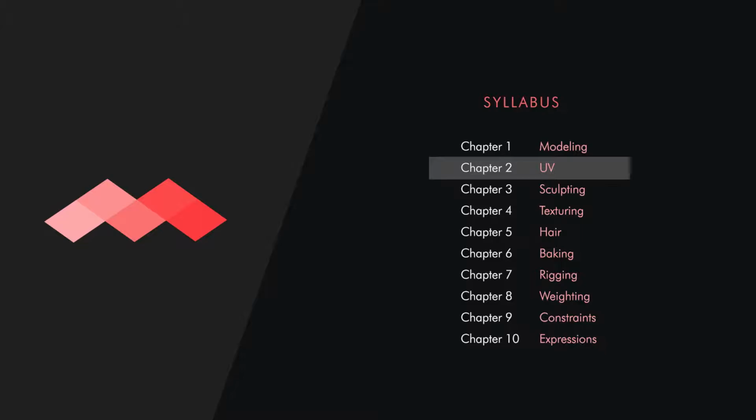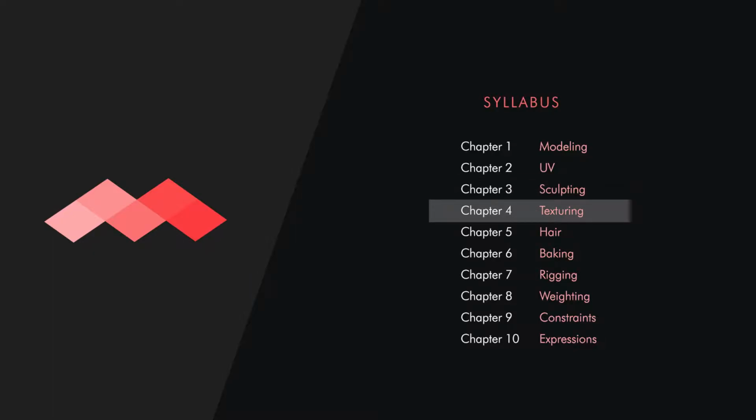In Chapter 2, UVs, we'll discuss what UV mapping is and how to use C4D's built-in tools to lay them out, and some strategies for good UV layout for a character. We'll then take our base mesh with good UVs, and in Chapter 3, Sculpting, use C4D's sculpting tools to make a much more detailed, high-polygon version of the character.